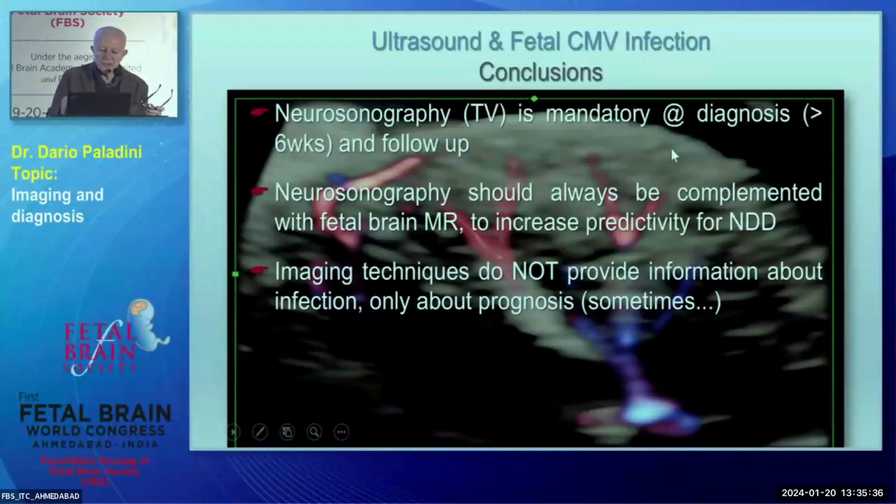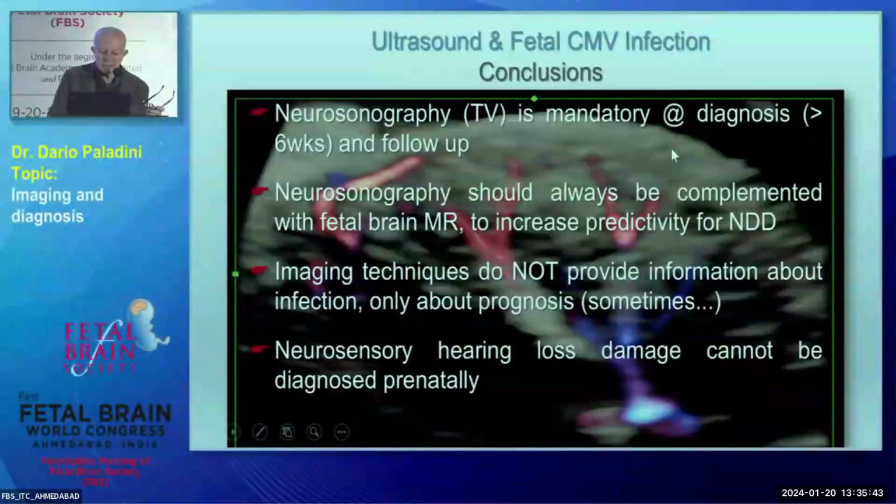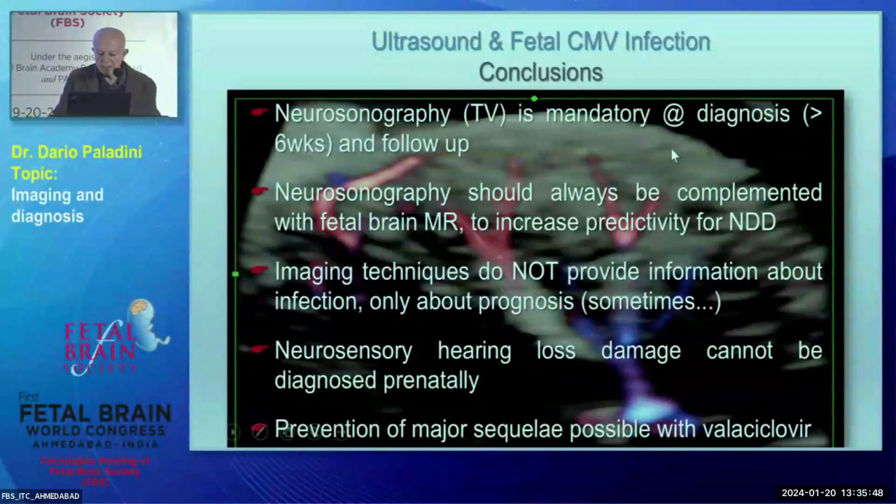Imaging techniques do not provide information about infections, only information about prognosis often. And neurosensory hearing loss damage cannot be diagnosed prenatally. And prevention of major sequelae is possible and effective with the valacyclovir. And from now onwards, all the studies and the prevalence of the cases with CMV that we will see in our everyday life, provided that our countries and national health systems set up a system for screening and treatment of CMV infection, will abate by 95%.